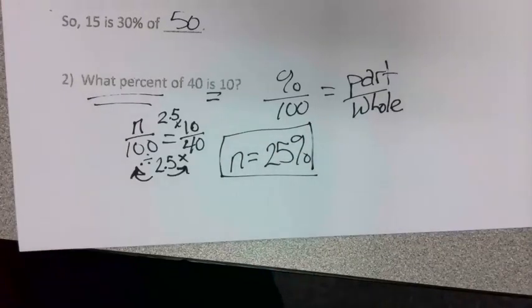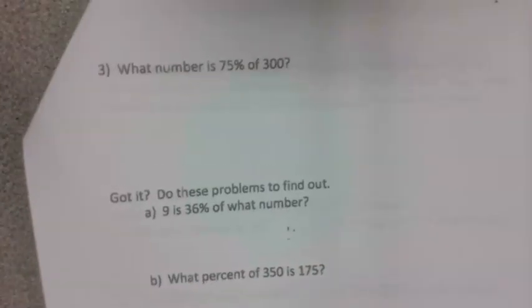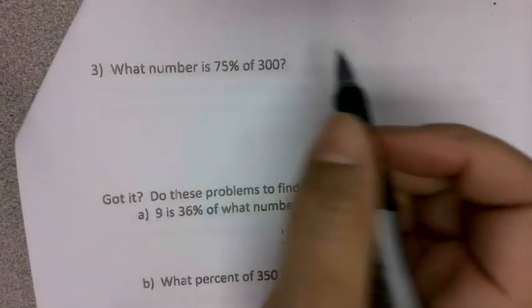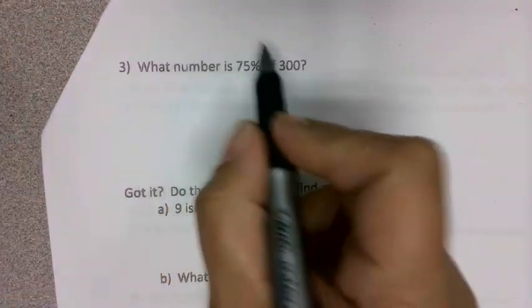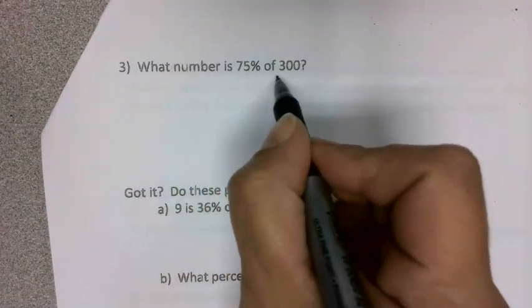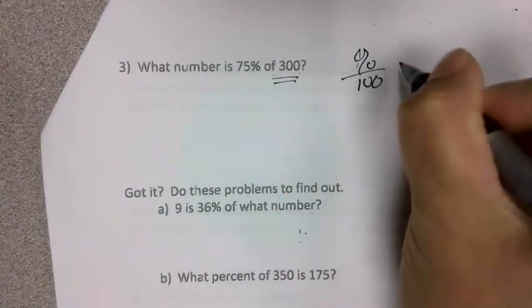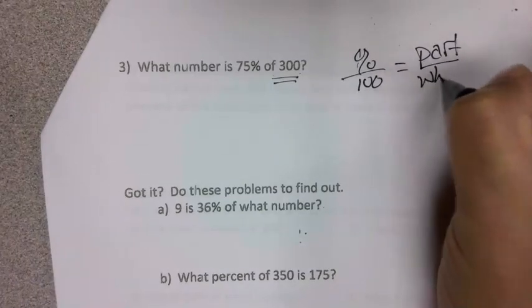Okay, let's move on to number 3. It says, what number is 75% of 300? What number is 75%? So I don't know the part. Well, I know the total is 300. So let me do my percent over 100. I'm going to write my percent formula just to keep myself straight.